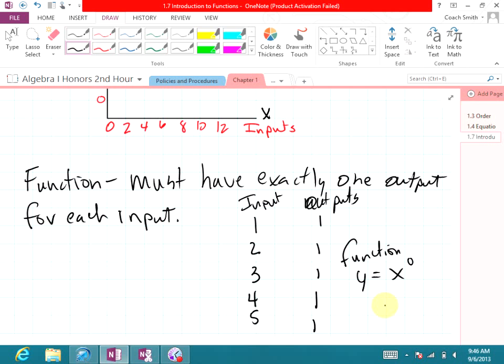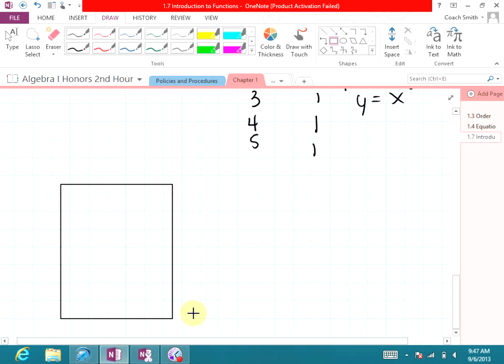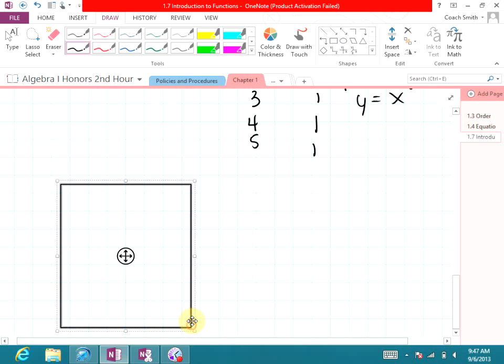All right, let's drop down to number 13. 13 says create an input-output table for the function. Use the values 0, 1, 2, and 3 as the domain. Okay? So, number 13 then, they want us to create an input-output table.